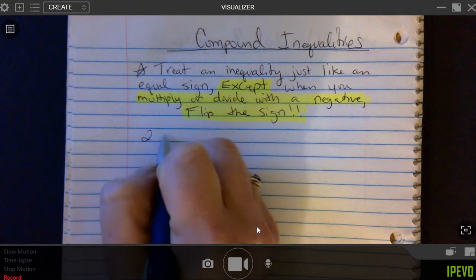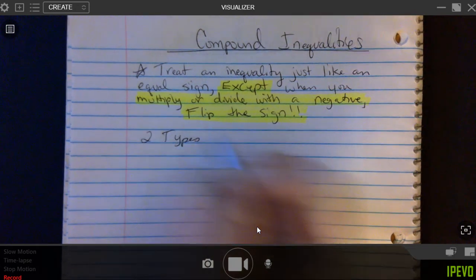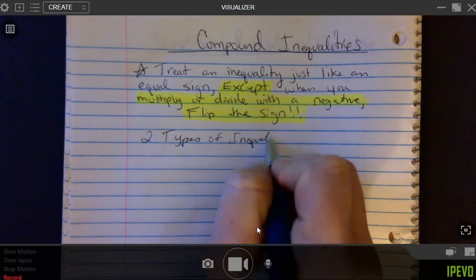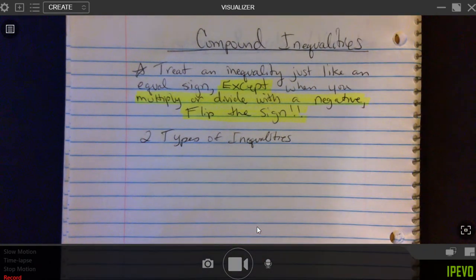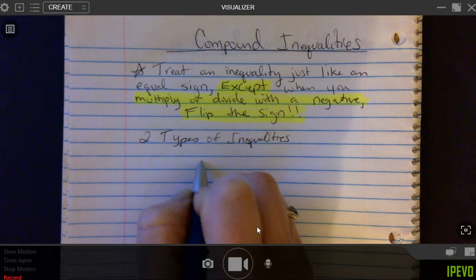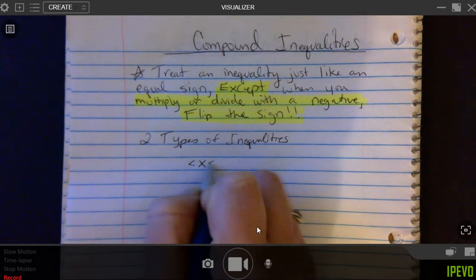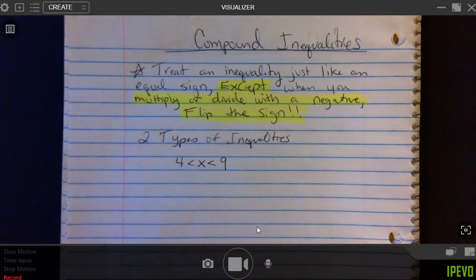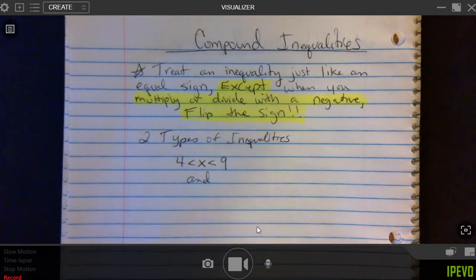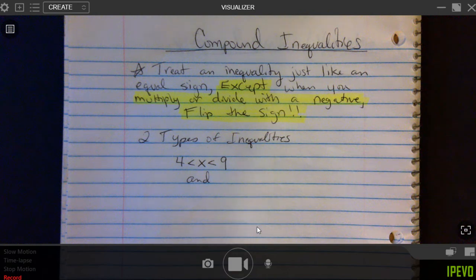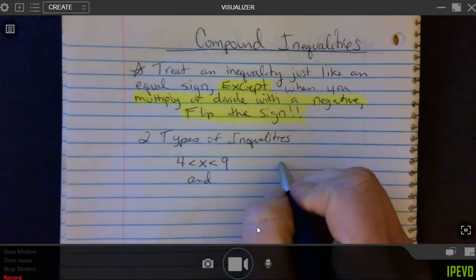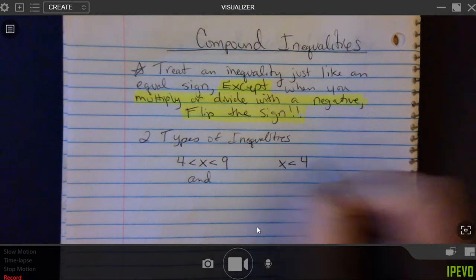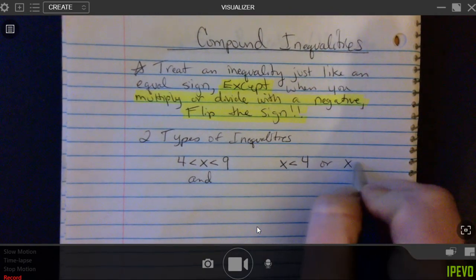So there's two types in general of inequalities. There are more, but this is just generalizing it down to two, where you usually have a number in between two other numbers. For example, let's say x is between 4 and 9. And oftentimes we use "and" to say it's in between. The other type is the "or", so you could have x is less than, let's say, 4, or x is greater than 9.